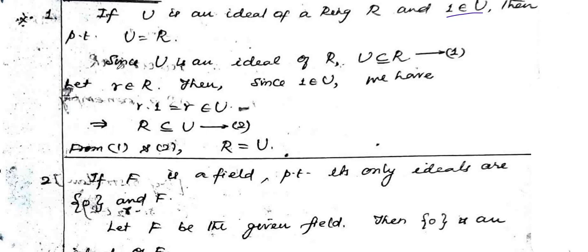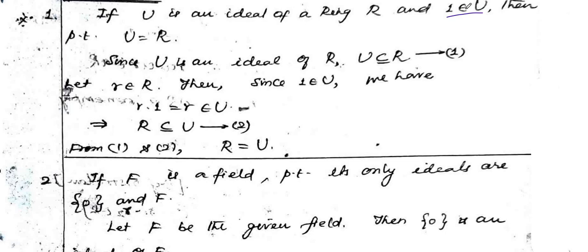So, for that we first consider, we know pretty well that U is contained in R. So, this is known to us. What we need to show here is R contained in U. So, since U is an ideal of R, U is contained in R, name that as statement 1. Now, for the other inclusion, you consider r in R. Then, just because 1 belongs to U, that's given to us, by the ideal condition we need to have r into 1, which is equal to r, belonging to U.